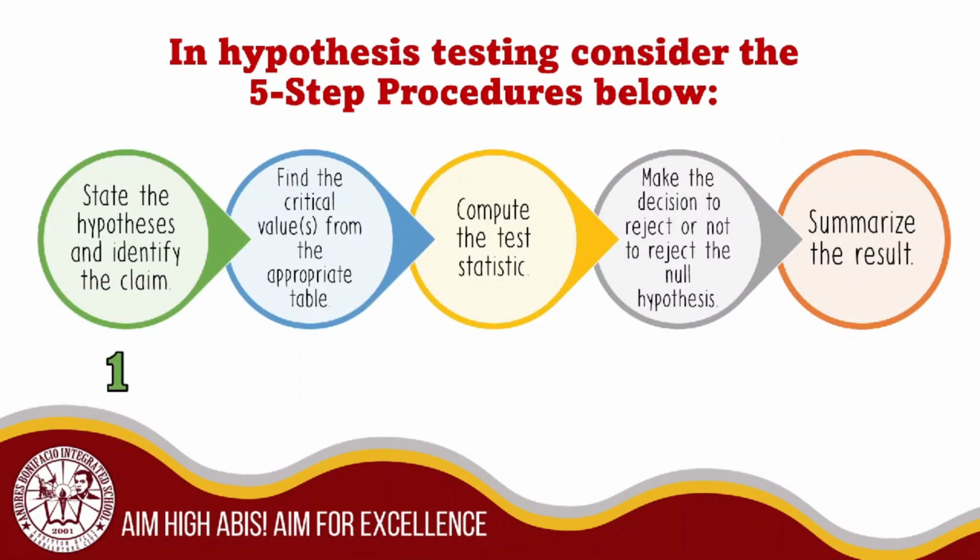So we have step 1, state the hypothesis and identify the claim. Step 2, find the critical values from the appropriate table. 3. Compute the test statistic. 4. Make the decision to reject or not to reject the null hypothesis. And lastly, summarize the result.